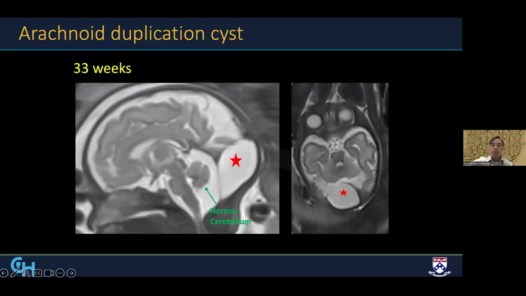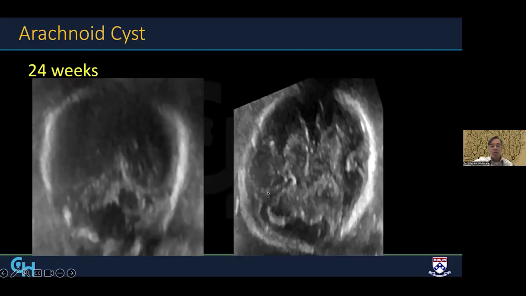You can see that the torcular failed to descend to its normal position, and you see displacement of the falx cerebelli here and a normal cerebellum. Now, failed torcular descent is not specific for Dandy-Walker, as you will see later. Anything causing mass effect in the first trimester can give you this appearance.